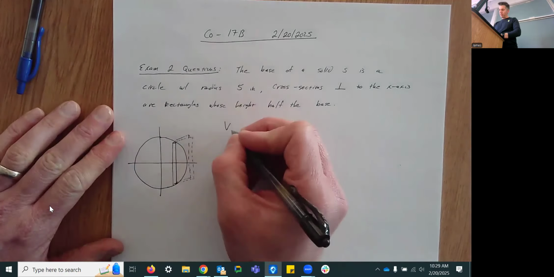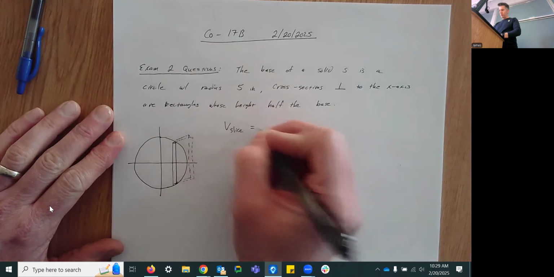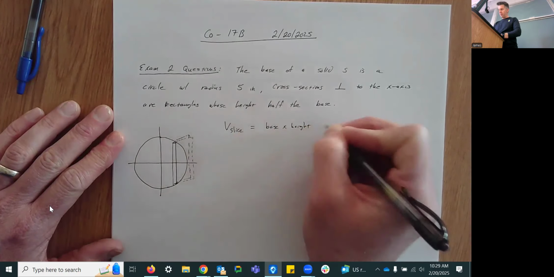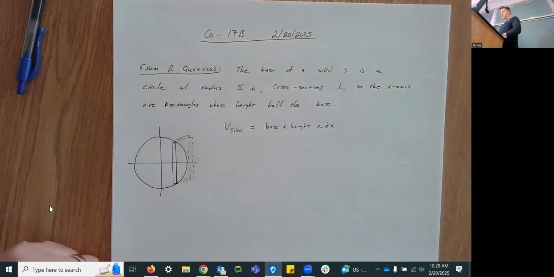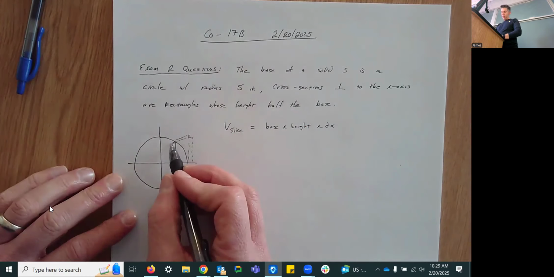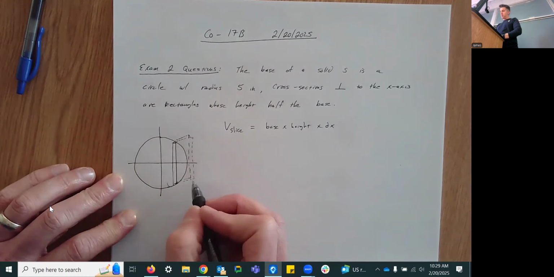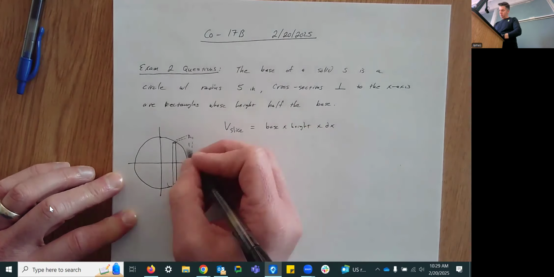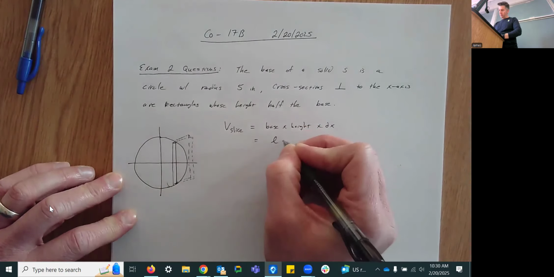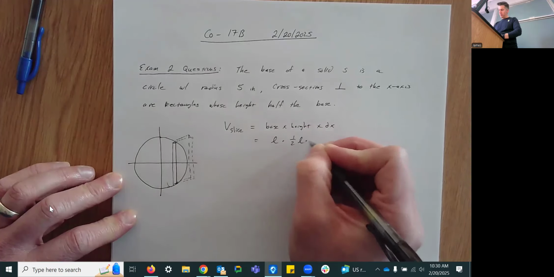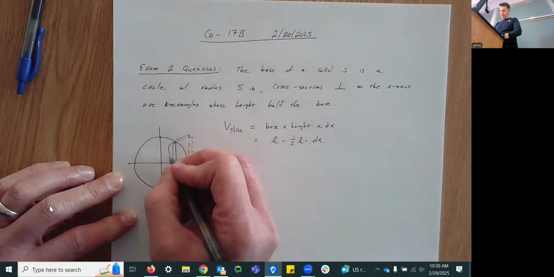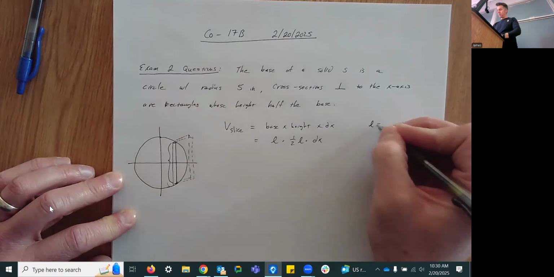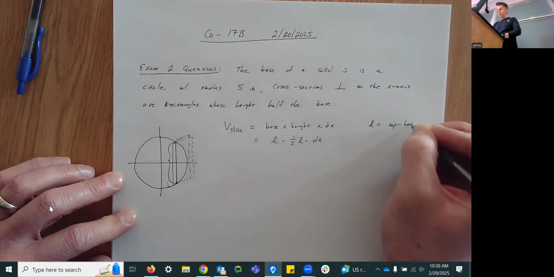So the volume of my slice is going to equal base times height times thickness, which is dx. The base is this length here. The height is half that. So whatever this length is, we know it's going to be our length times half our length times dx. So we have to figure out what the length is, but the length is just the top function minus the bottom function.